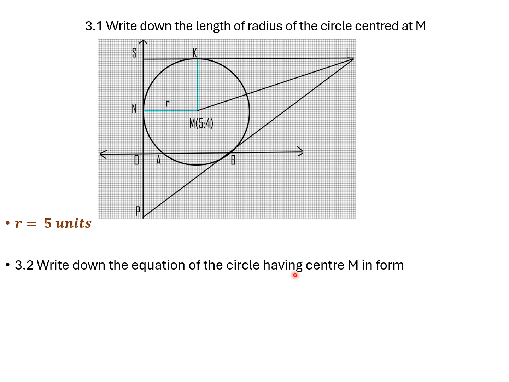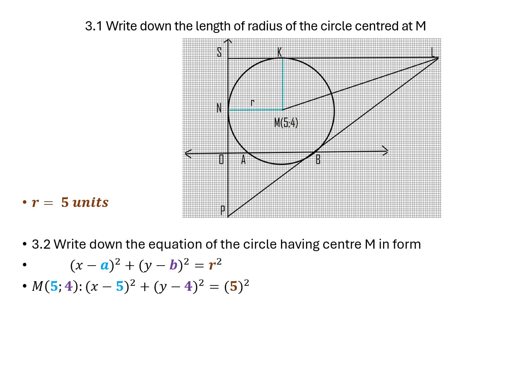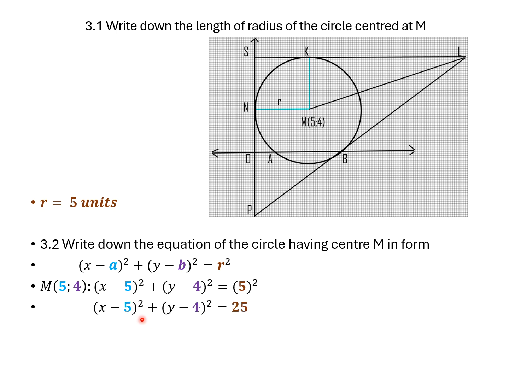3.2, write down the equation of the circle having center M in the form (x minus a) squared plus (y minus b) squared equals r squared. R we know is 5, so that becomes 5 squared, 25. The center is 5 and 4, so we substitute: (x minus 5) squared plus (y minus 4) squared equals 5 squared, which simplifies to 25. So there we have the equation of the circle centered at M.